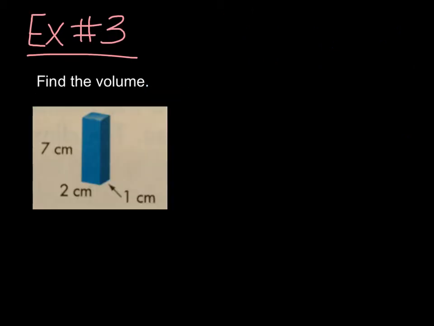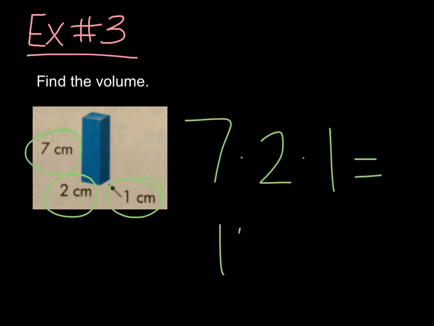Example 3, we're finding the volume. Length, width, and height. 7 times 2 times 1 gives us an answer of 14 centimeters cubed.